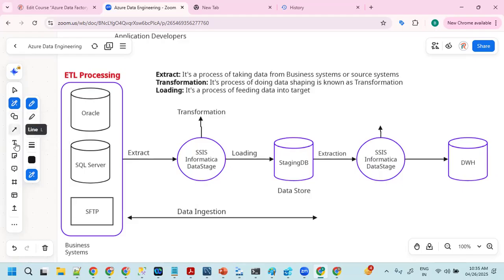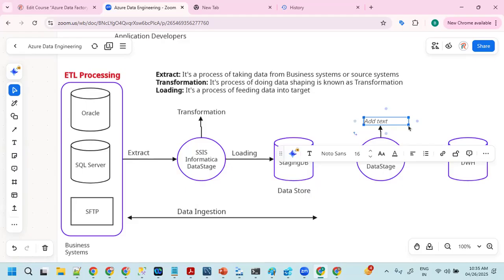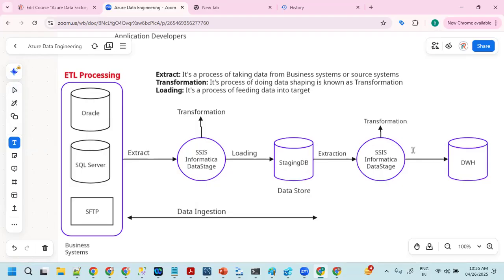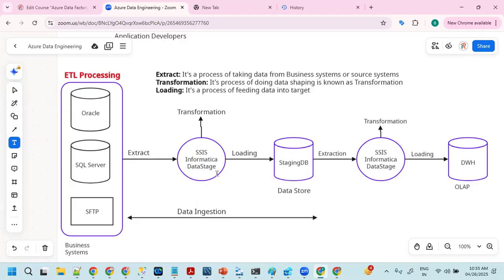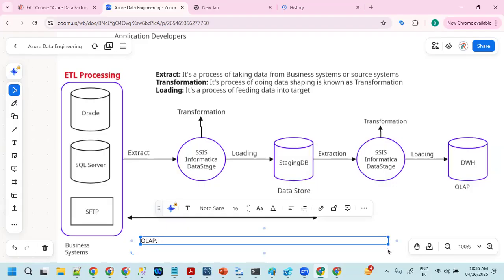And here also you're going to do the transformation, and then you're loading the data here. This data warehouse, we can also call it an OLAP system. OLAP means online analytical processing systems.